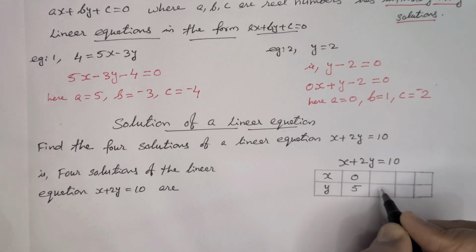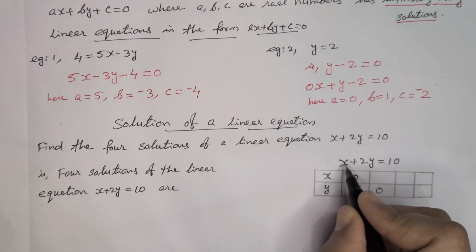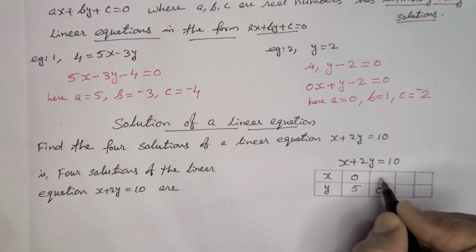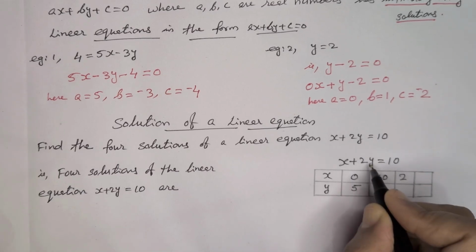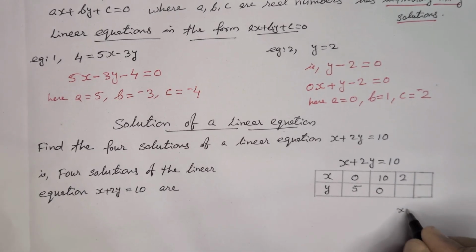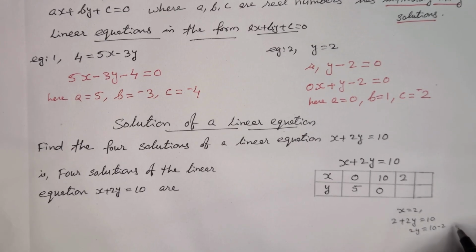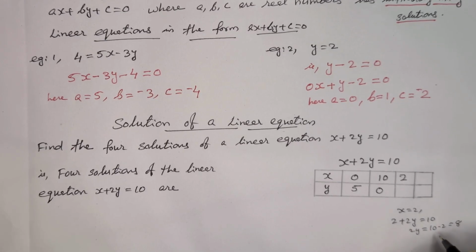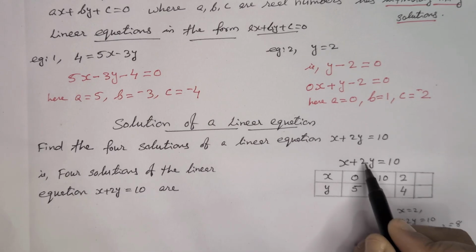If y is equal to 0, this term will become 0. Then x is equal to 10. When x is equal to 2, then 2 plus 2y is equal to 10. So 2y is equal to 10 minus 2, that means 8. y is equal to 8 by 2, 4. We can check here: 2 plus 4 into 2, 8.